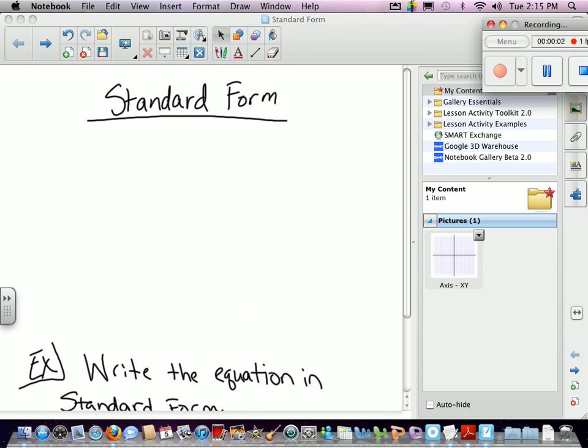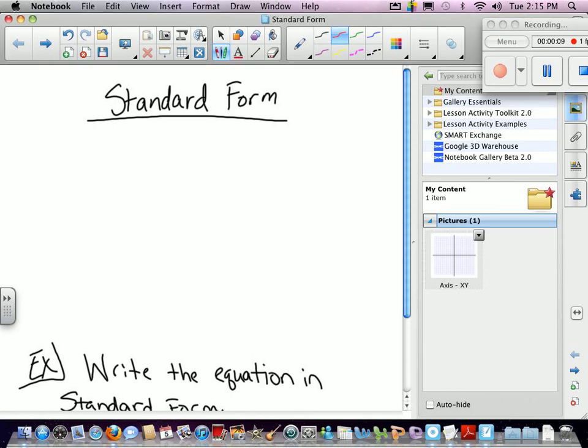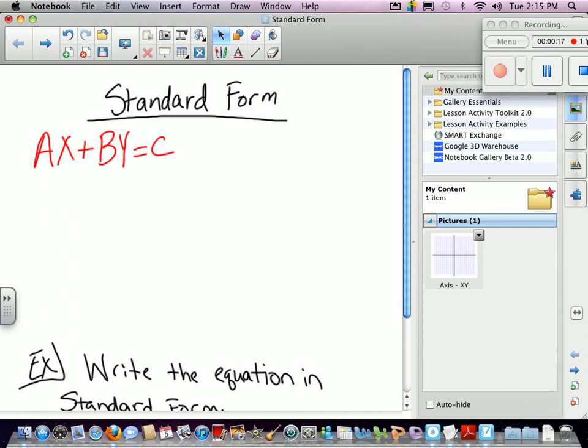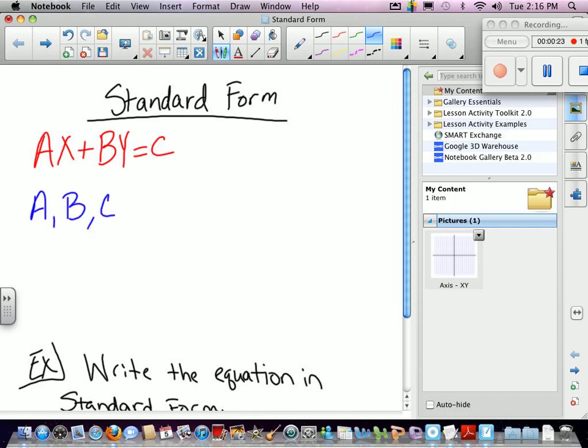Alright, so this is a lesson on standard form, and we're going to start out by giving the standard form equation, and that is going to be ax plus by is equal to c. And there are some restrictions with regards to what a, b, and c can be. In standard form, a, b, and c are coefficients, and they have to be integers.